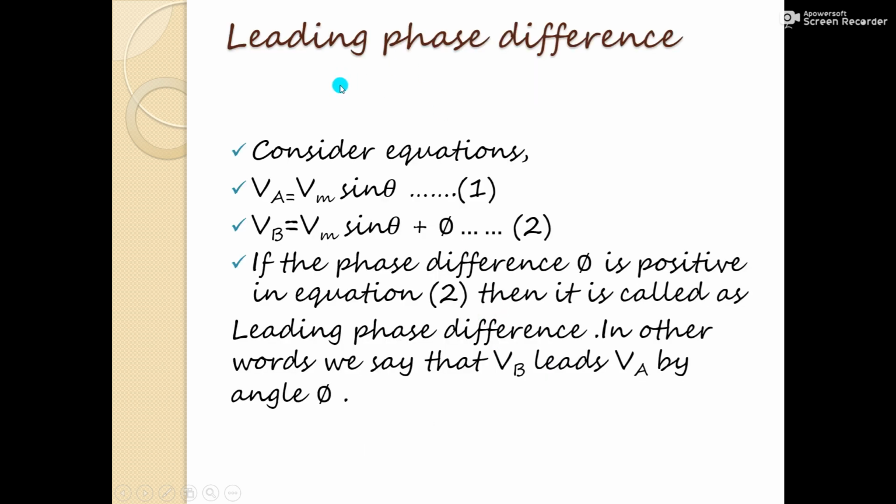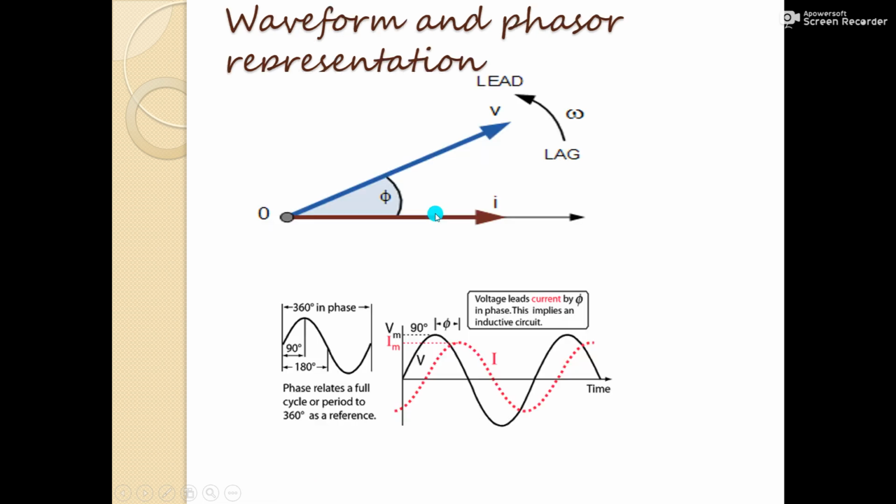Now we are having two phase differences. One is the leading phase difference and another is lagging phase difference. Let us consider the equation Va equal to Vm sin theta and Vb is equal to Vm sin(theta plus phi). If the phase difference phi is positive in equation number 2, then it is said to be a leading phase difference. In other words, we say that Vb leads Va by an angle phi.